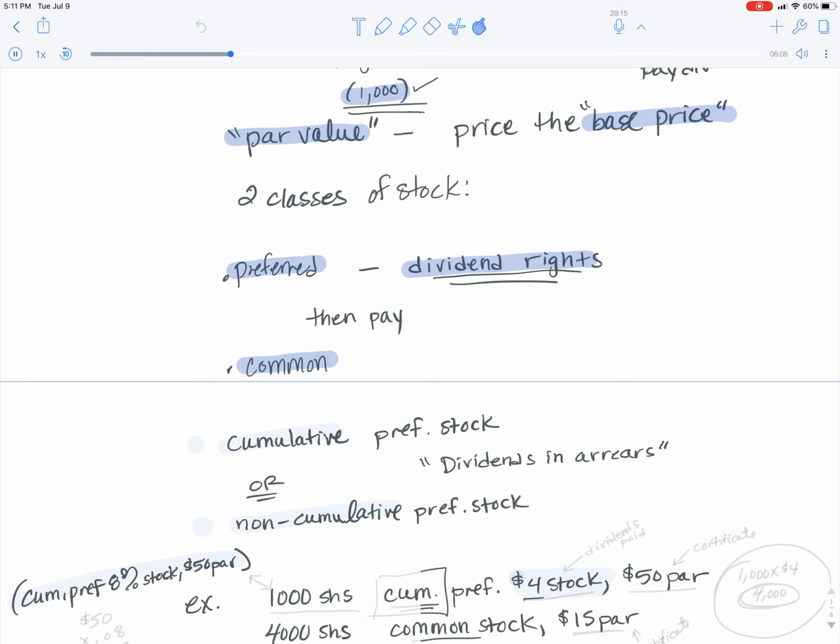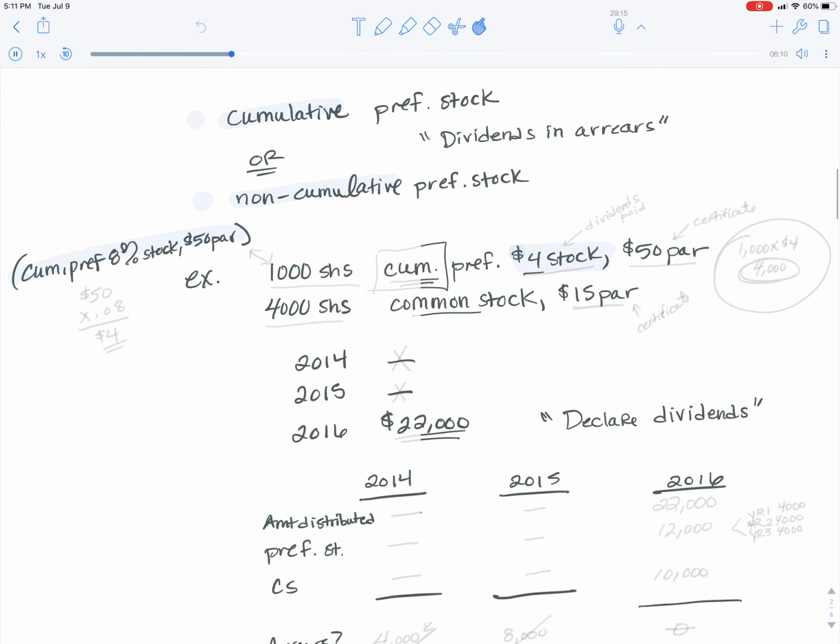Okay, so let's start with preferred stock. There's really two different types of preferred stock that we're going to cover. One is cumulative preferred stock, and the other is non-cumulative preferred stock. And the difference is cumulative preferred stock will accumulate even if you don't get paid.